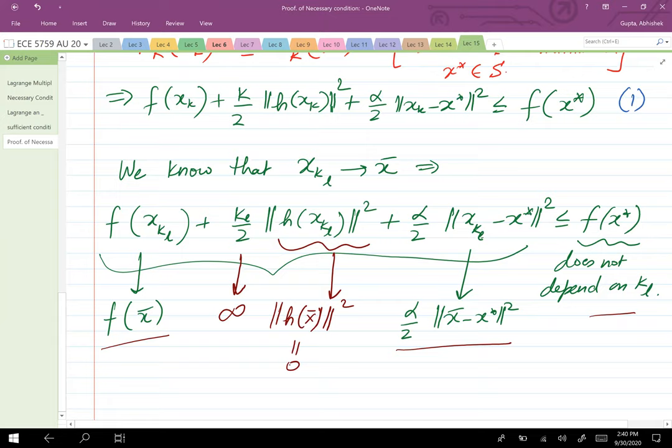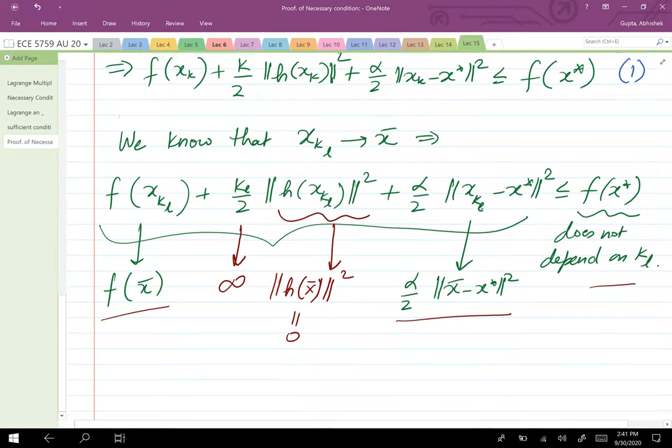Why would you say that? Because if that entire term is not zero, it would explode to infinity. Yeah, so it will explode to infinity and that's not possible. So this is always positive. The norm of h of x bar square is always positive. So it must go to zero. It can't go to minus infinity. So it must go to zero.